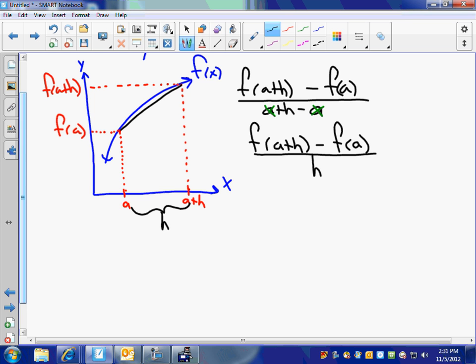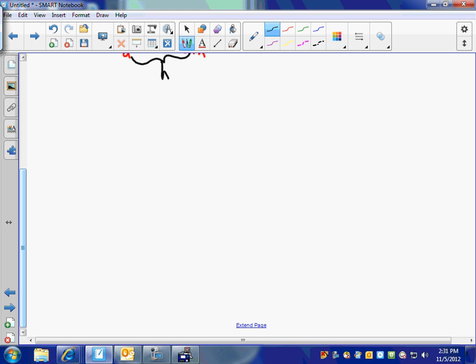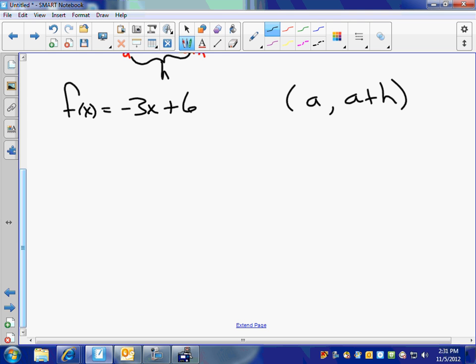Let's suppose that H was actually 0. Can you have a 0 in the denominator? So that causes a problem. Let's do the problem. Again, the problem is f of x is equal to negative 3x plus 6. Is that what I have? Plus 6. And we're going from a to a plus h, and we want to find the average rate of change. So I need to do the first part.